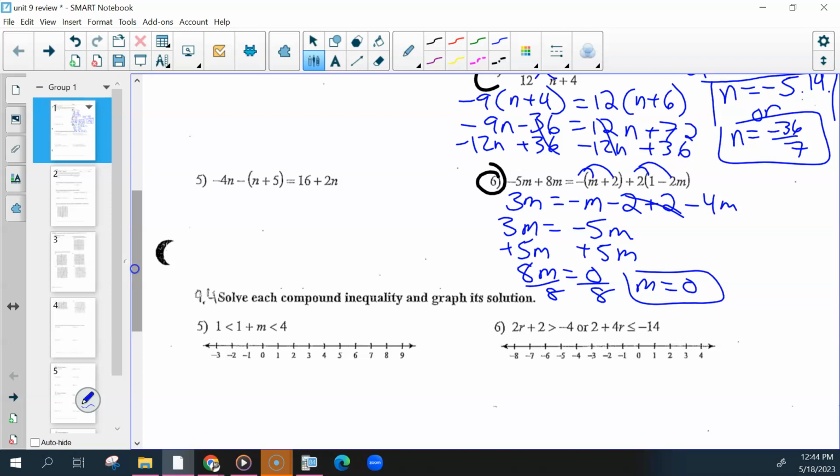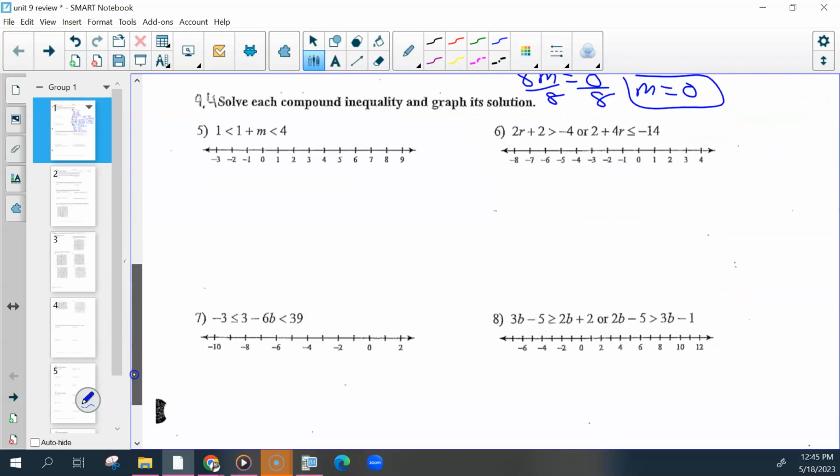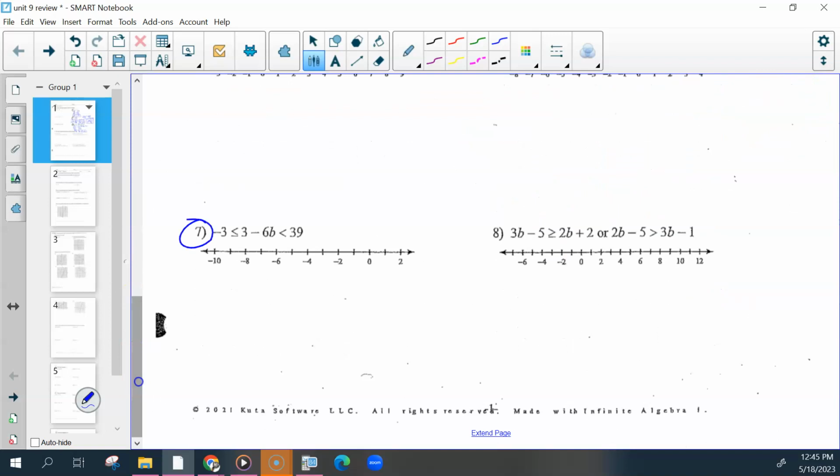Do we have any other questions about that? The review jumps to objective 4, so we can do two of these, one of the ands and one of the ors. 7 for and, okay, 8 for or. So that shows one of each.